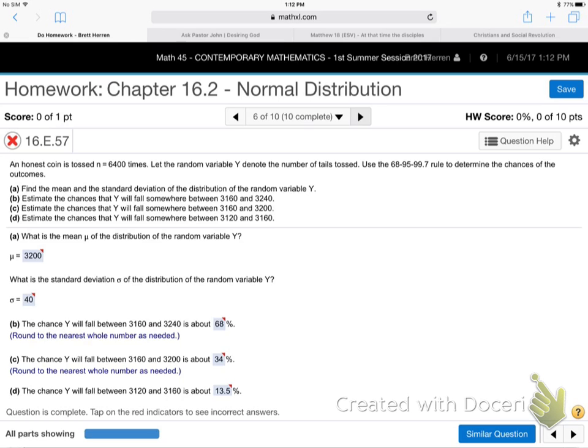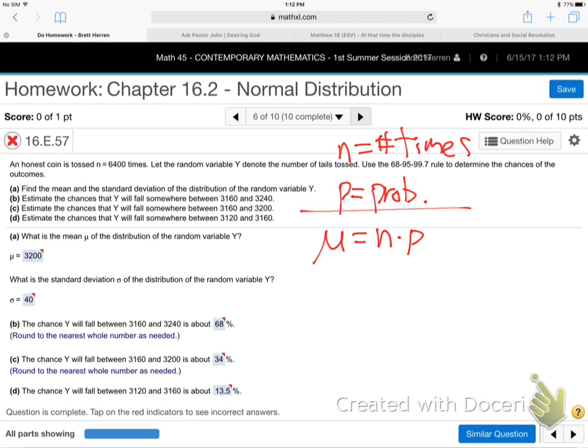It's like this. If P equals the probability of whatever it is you're talking about, then the mean is N times P. N equals the number of times, and P is the probability. So mu is NP, and sigma is the square root of N times P times 1 minus P. You want to put those two formulas on your 3x5 card.